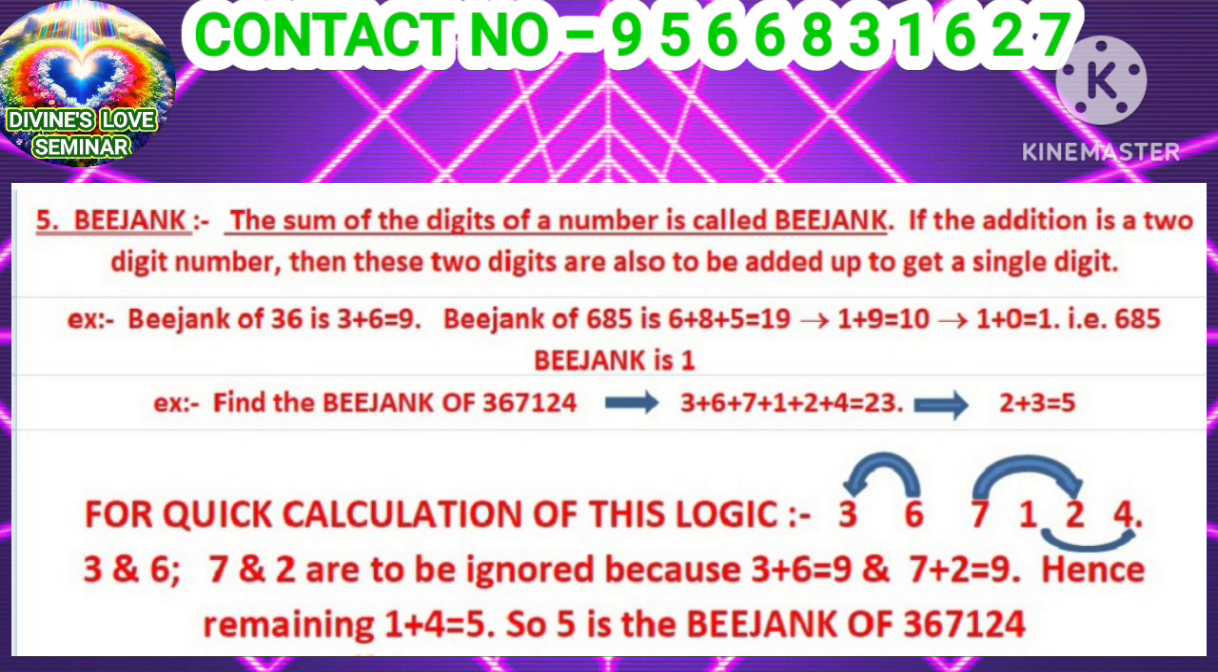For quick calculation, 3, 6, 7, 1, 2, 4. Arrow mark, just see. 3 and 6, we should add, then 9 will come. Then 7 and 2, arrow mark is there, 7 plus 2 is equal to 9. Same 9, 9, just ignore it. And 1 and 4 is there. 1 plus 4 is equal to 5. That is the answer. That is the beejank.